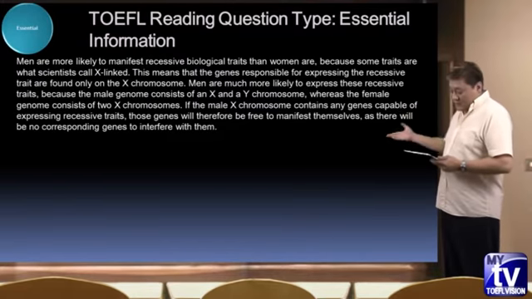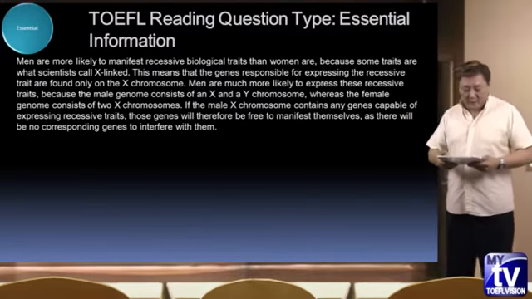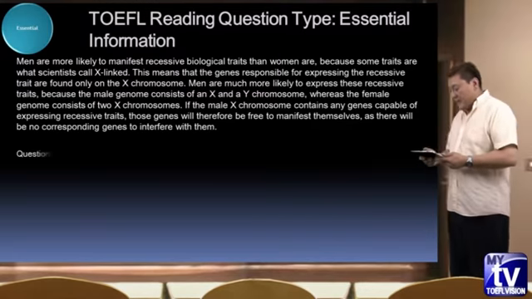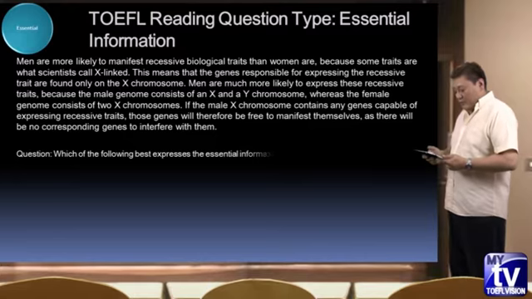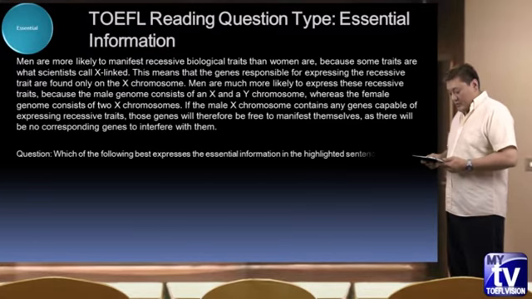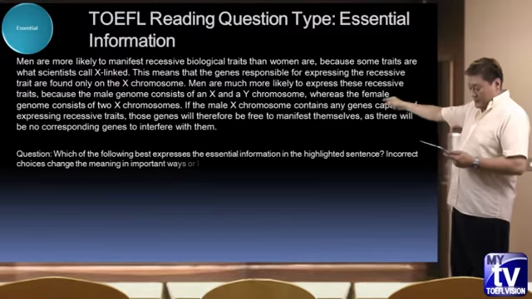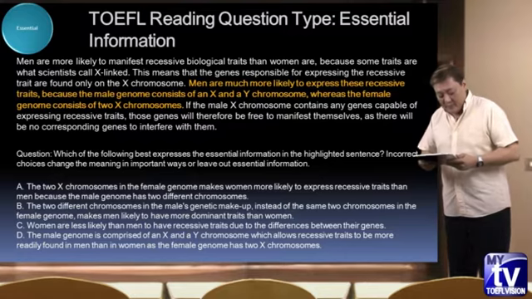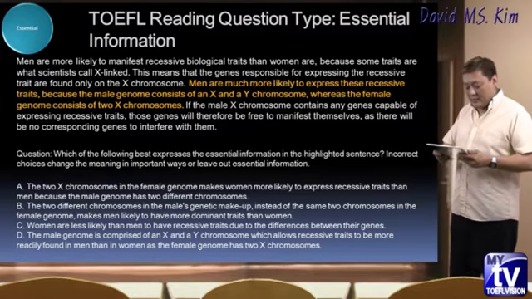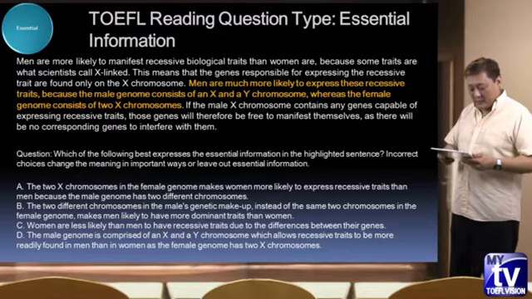So the question basically says: which of the following best expresses the information in the highlighted sentence? Incorrect choices change the meaning in an important way or leave out essential information. Now, in this type of question, the highlighted sentence is: men are much more likely to express the recessive trait because of the male genome, which consists of the X and Y chromosomes, whereas the female genome does not.